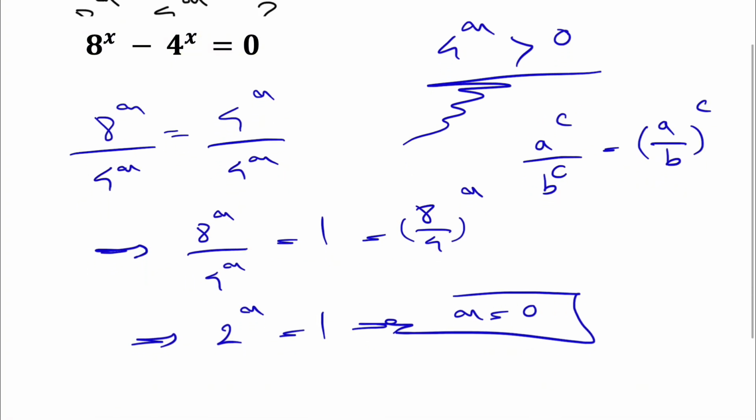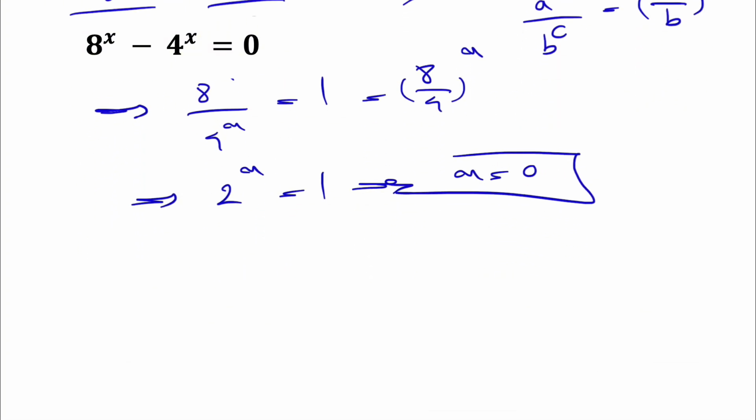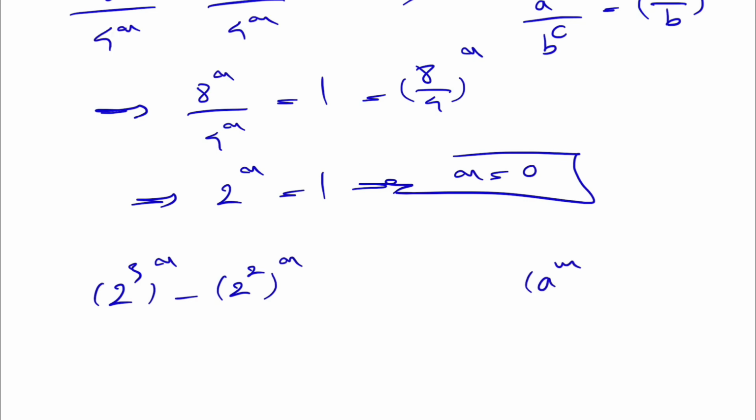The other way to solve this is, we know that 8 is 2 to the power of 3, so 2 to the 3, to the x, minus 4, which is 2 to the 2, to the power of x. And whenever we have a to the m to the power of n, we know this will be equal to a to the power of mn. So what we'll get here is 2 to the power of 3x minus 2 to the power of 2x.